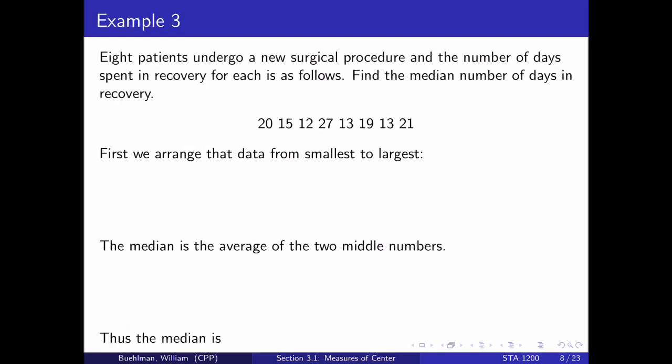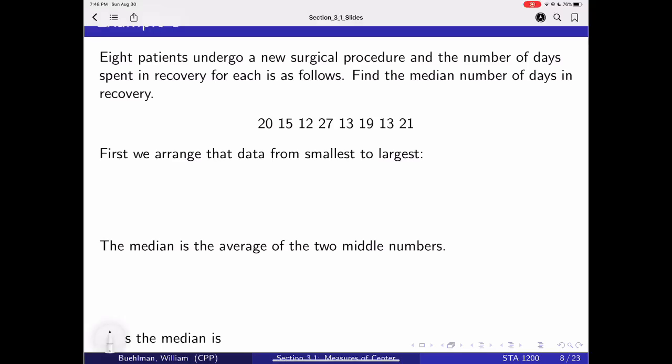So now we're going to do example 3. 8 patients undergo a new surgical procedure, and the number of days spent in recovery is the following. We're going to find the median for these. Since we're finding the median, the first thing we need to do is organize the numbers from smallest to largest. So that is 12, 13, 13, 15, 19, 20, 21, and 27.